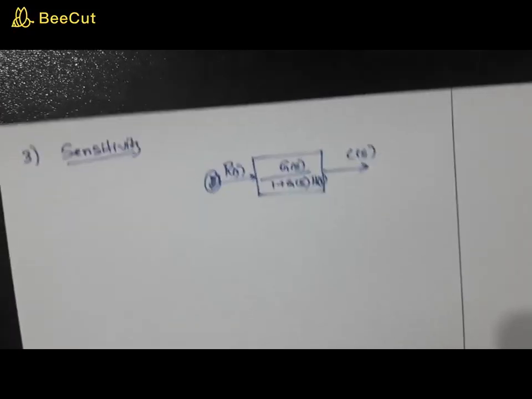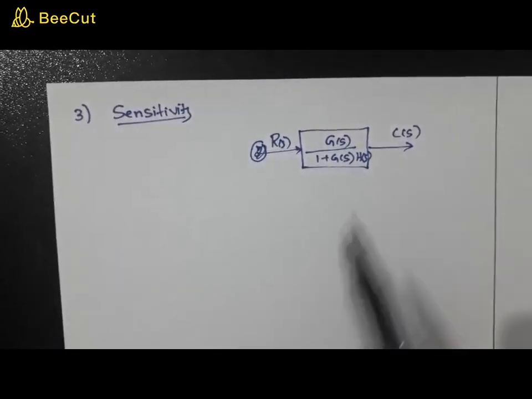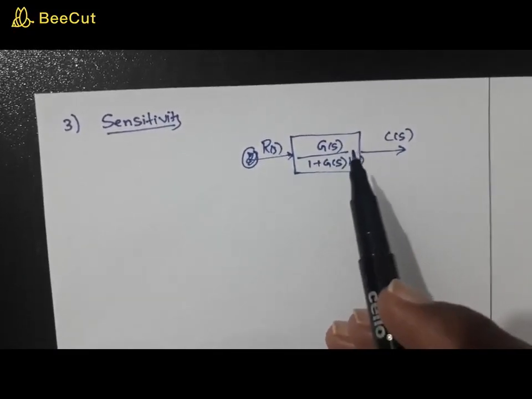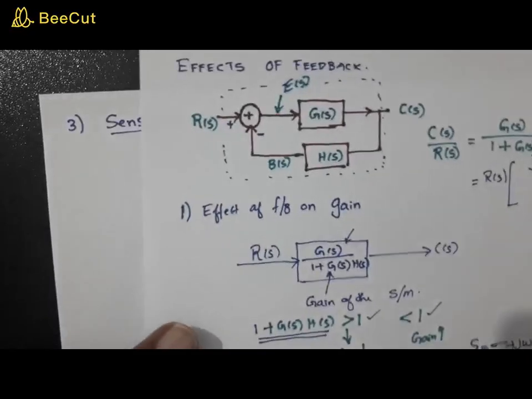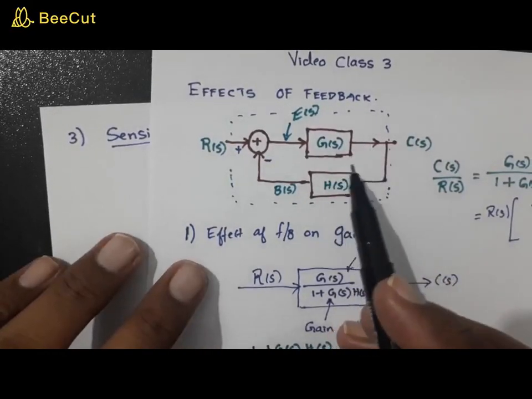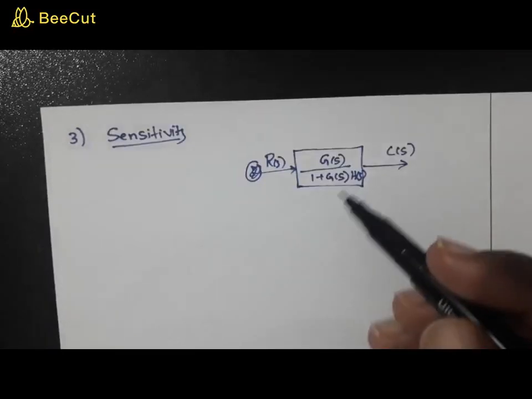Now the next effect is sensitivity. Again I am considering a closed loop system. When I say closed loop system, you should not say, oh, you don't have a feedback, then how can you call this a closed loop? I am considering this closed loop system, and I have already found the transfer function. I told you that this can be represented by a block diagram like this. So this is actually a block diagram of a closed loop system.